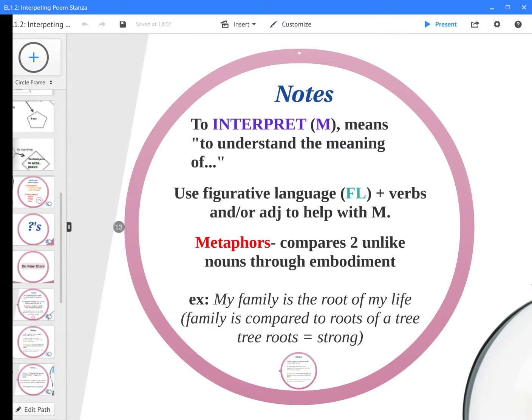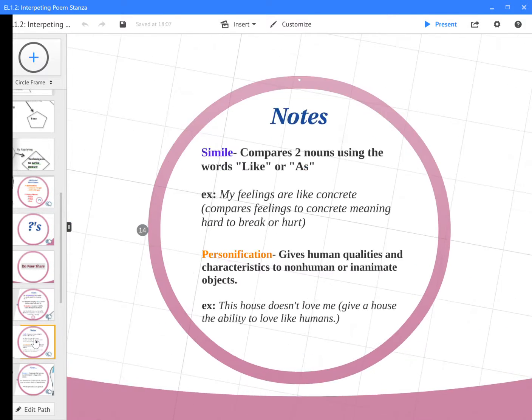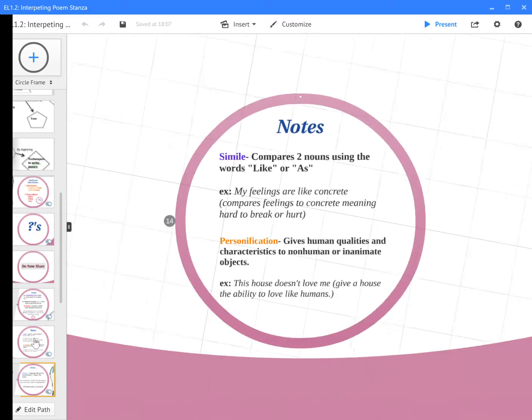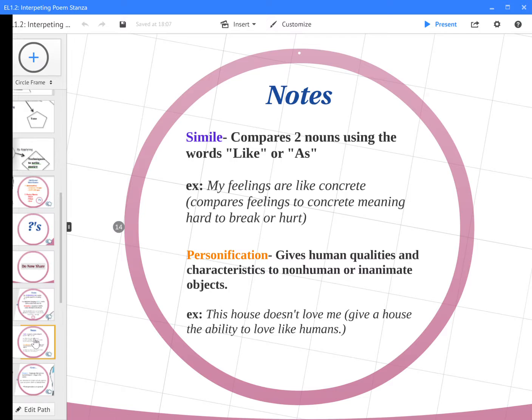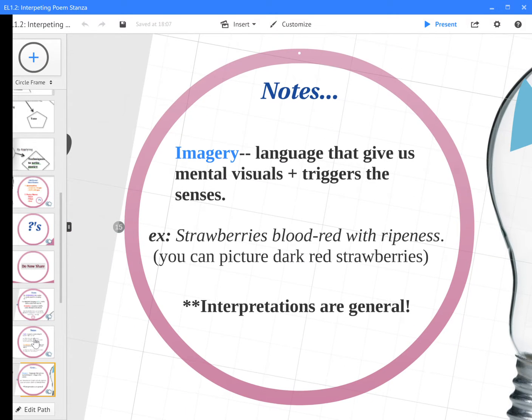Some of the figurative language that we talked about today was more about review. So we kind of started in a very familiar space. So we have our metaphors. From there, we also brought up similes and personification. And then we also did imagery. And so those were the core.